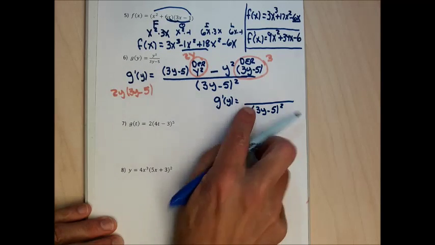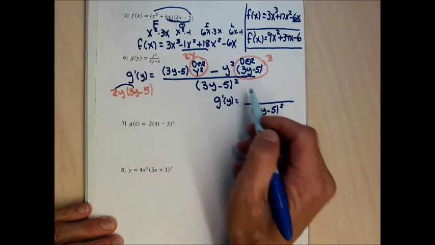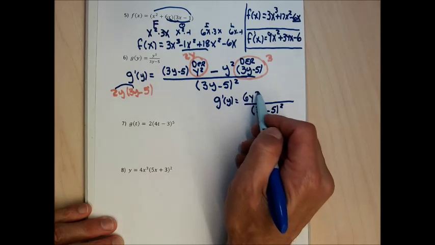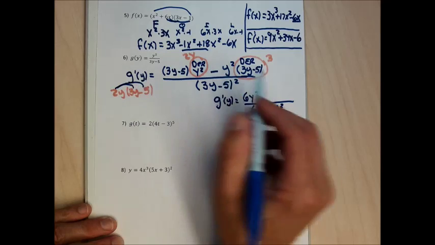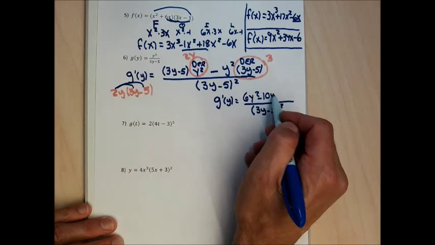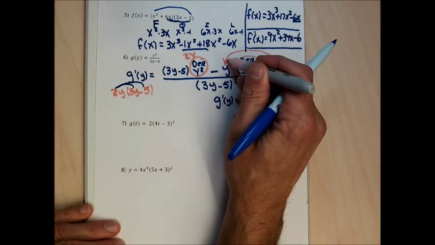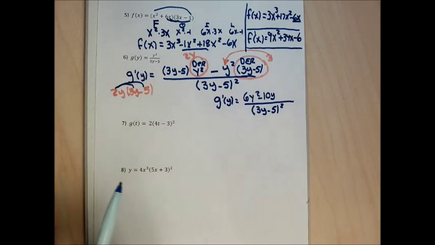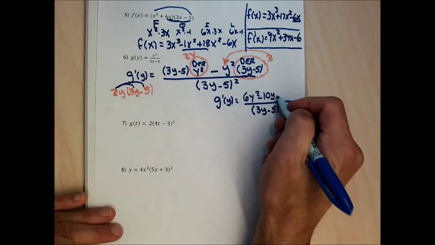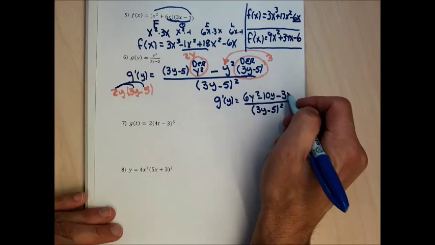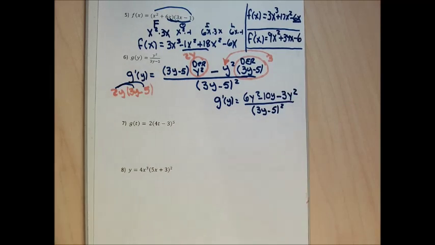The first thing I'm going to write in my numerator is what 2y times 3y is, which is 6y squared. And then what 2y times minus 5 is, which is minus 10y. The next part of my numerator, I have this 3 times y squared, and I'm just going to write that. I'm going to have the minus sign, and I'm going to write the 3 first and the y squared second.